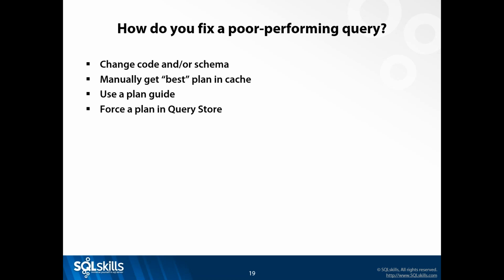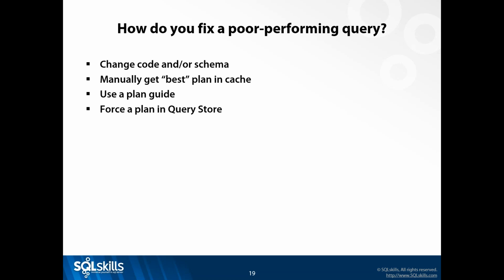But now I want to talk about plan forcing. So when you have a query that's not performing well, what can you do? Well, you can change your code, or the schema, and I will always tell you that tuning is your first step, always. Sometimes what you may try to do is get what's called the best plan in cache.